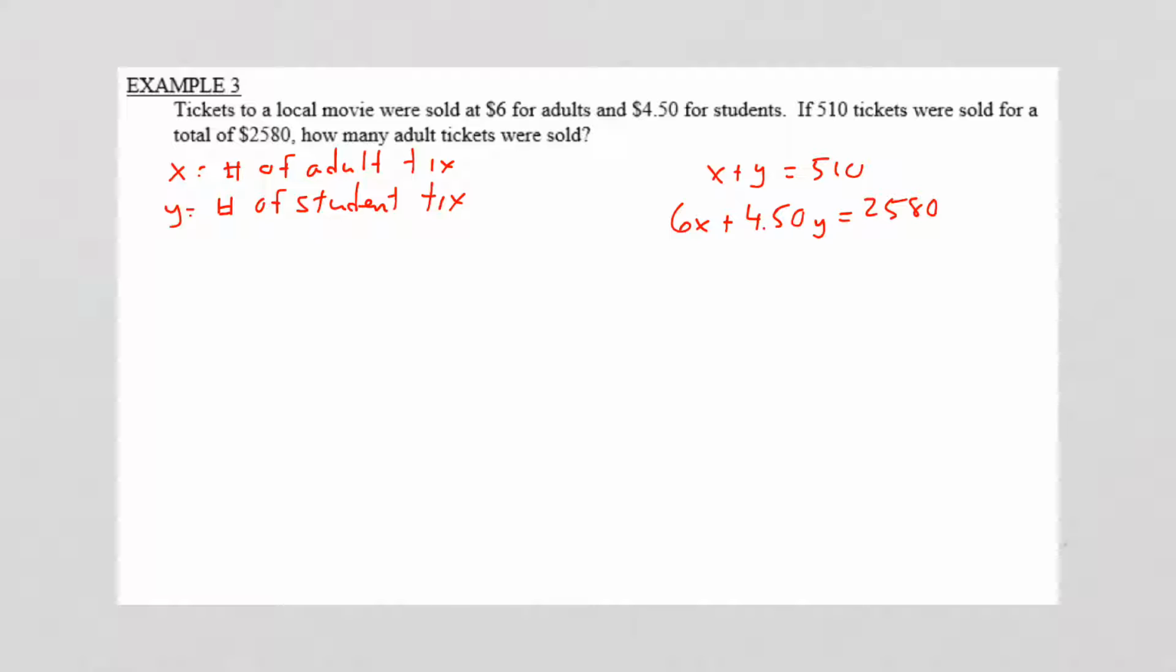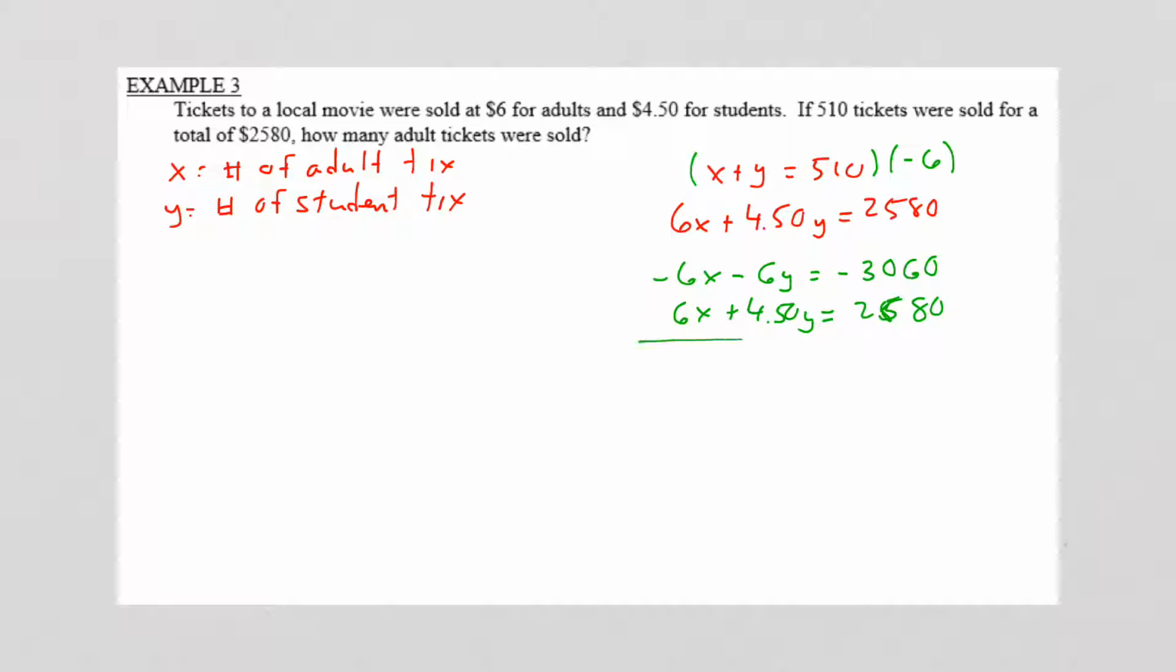So now again, we need to figure out the method to solve it, and again, I'm going to solve by elimination. I'm going to take this first equation and multiply it by -6. So that's going to give me -6x minus 6y equals -3060. The second equation I'm going to keep the same, but I'm just going to rewrite it again. So I have 6x plus 4.50y equals 25.80.